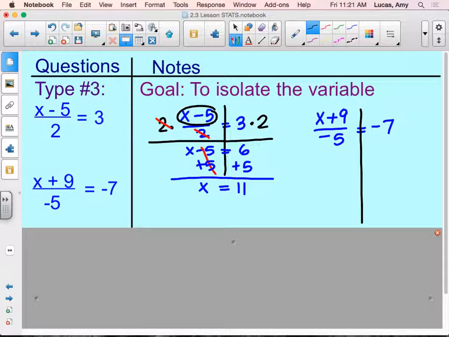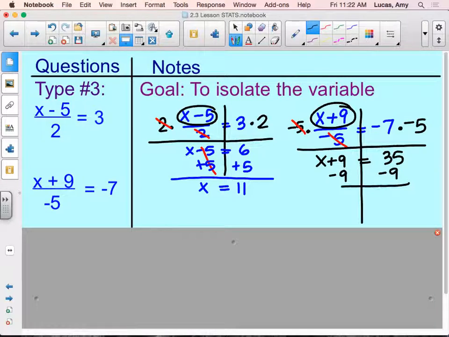So my variable part is up on the top again, so leave the x plus 9 for now. Multiply by that negative 5 on the bottom of the fraction. Remember, when it's a negative number and you're multiplying or dividing, it's just going to keep whatever sign it had. You're not changing it to the opposite sign when you're multiplying or dividing. So dividing by negative 5, the inverse is multiplying by negative 5. So x plus 9 equals, a negative times a negative is a positive. And then keep working to get the variable alone. So now you can subtract that 9, and x equals 26.